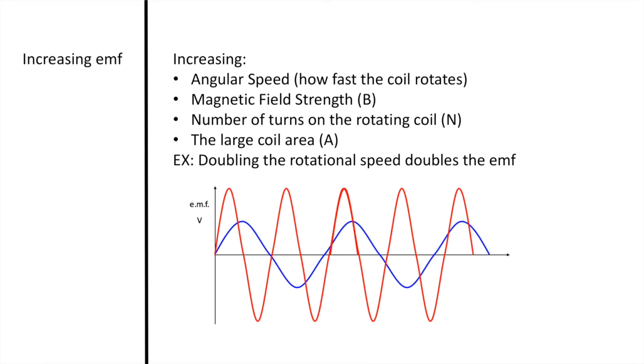There are things that we can do to increase the EMF. We could increase the number of times the coil is rotating in a given amount of time. The magnetic field strength can be increased. We can increase the number of turns on the coil, or we can also increase the area of the coil. For example, if you were to double the rotational speed, you can see that the EMF would also double.